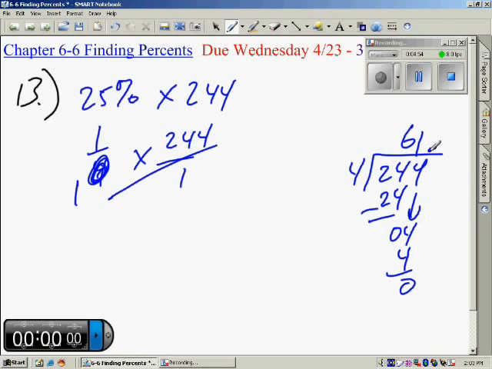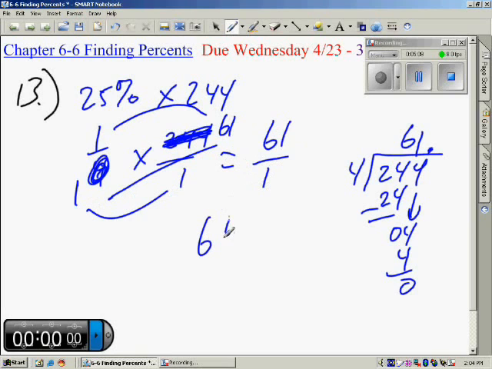Okay, I got to the end. So it looks like when I simplify this diagonal, I get 1 on the lower corner and I get 61 here. So I'm going to draw my arcs now. 1 times 61 is 61, and 1 times 1 is 1. So the answer, 61. Okay?